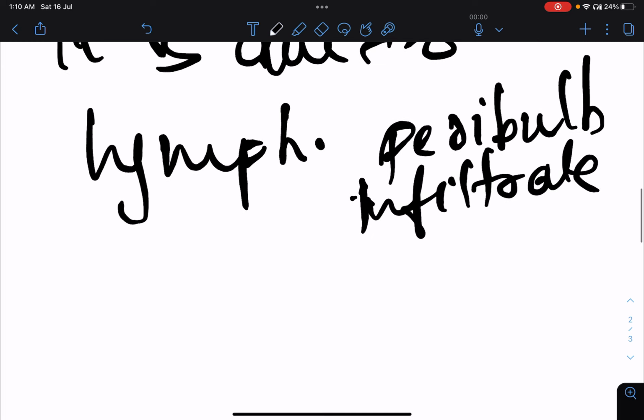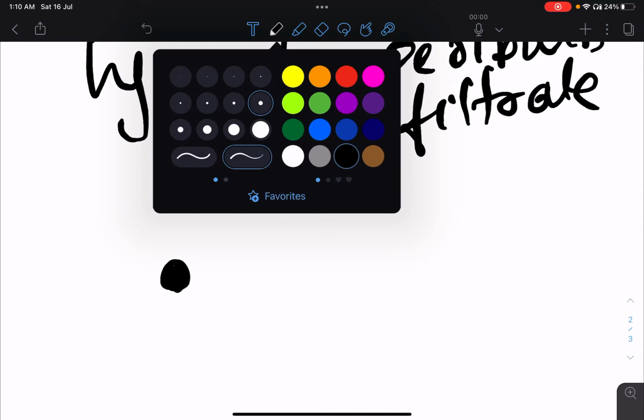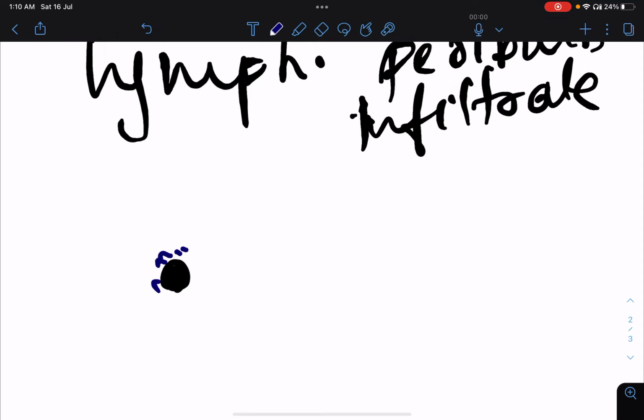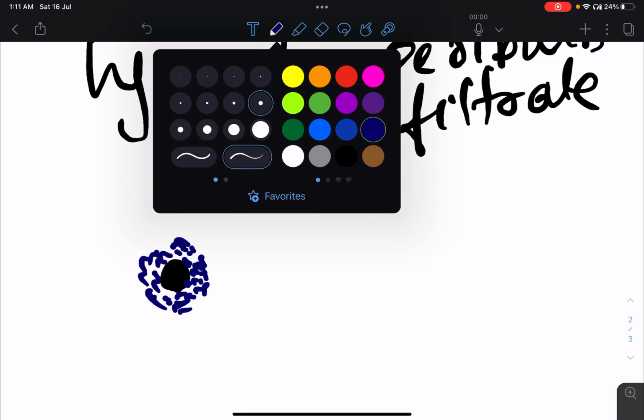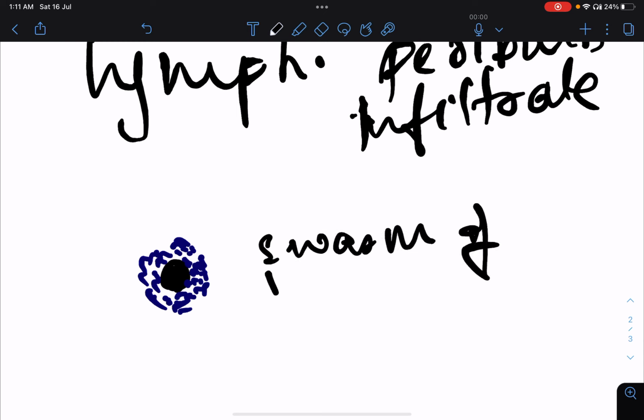Now, what does it appear like? Supposing this is your hair follicle, and let's say we take a cross section, you will have lymphocytes, obviously, which are going to stain purple in the stain, appearing around the bulb of the hair follicle, and therefore we say peribulbar. So what does it appear as? It appears classically as a swarm of bees appearance.